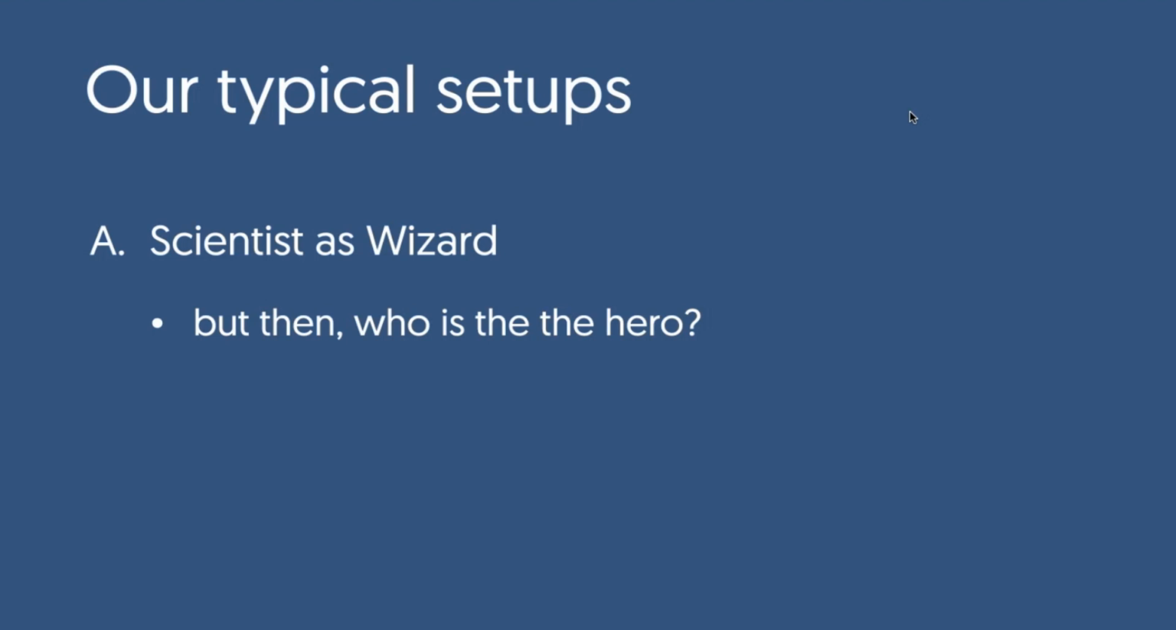But this leaves us with kind of setups that you may want to use when you do communication. So you can say, okay, the scientist is the wizard, right? Can also be a young female, but still it's a wizard. It has the flavor of solving solutions, of using tricks, of using engineering, of using magic. But then the question is, well, who is the hero? Because you cannot have a story without a hero, right?